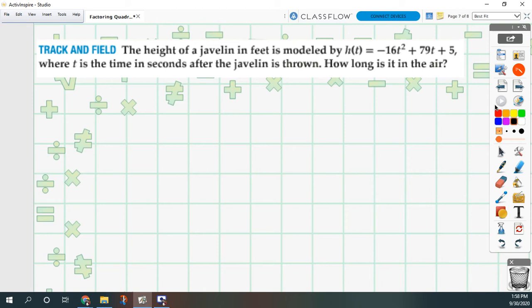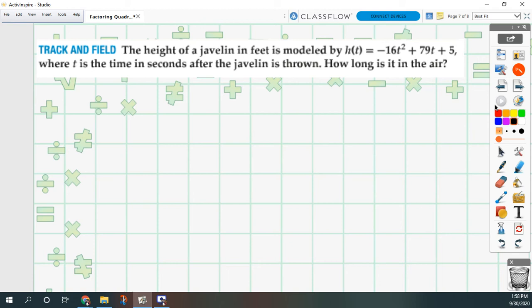So we're talking about a javelin. So if you haven't ever seen a javelin, it's kind of the long pointy stick that they throw in track and field. So it says the height of a javelin in feet is modeled by h of t equals negative 16t squared plus 79t plus 5, where t is the time in seconds after the javelin is thrown. How long is it in the air?